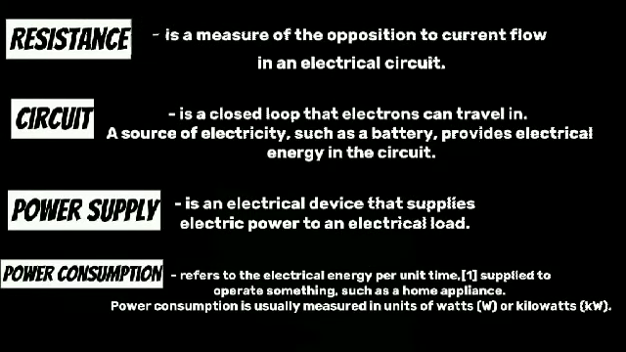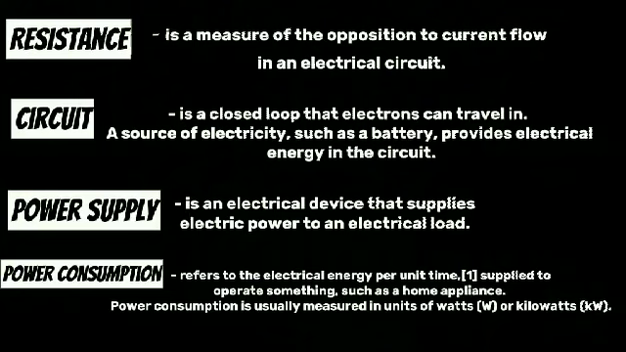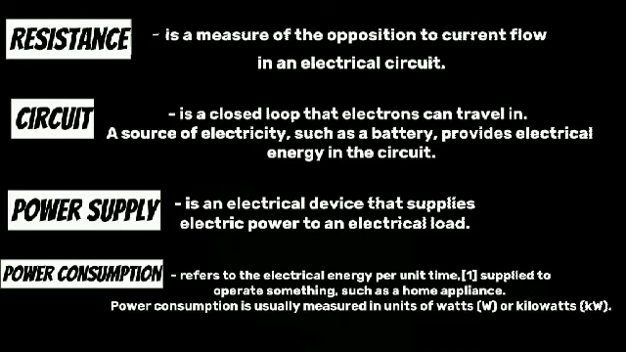Resistance is a measure of the opposition to current flow in an electrical circuit. Circuit is a closed loop that electrons can travel in. A source of electricity, such as a battery, provides electrical energy in the circuit. Power supply is an electrical device that supplies electrical power to an electrical load. Lastly, power consumption refers to the electrical energy per unit time. It is usually measured in units of watts or kilowatts.